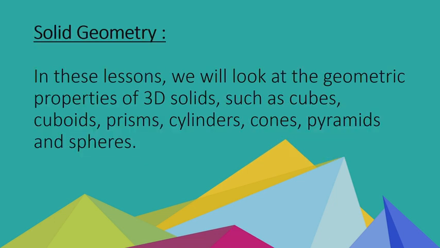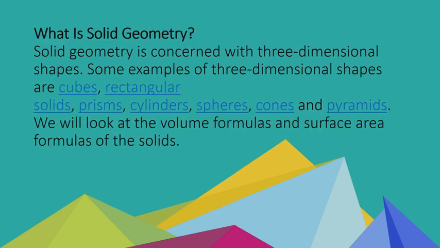In this lesson, we will look at the geometric properties of 3D solids such as cubes, cuboids, prisms, cylinders, cones, pyramids and spheres. Like this kind of 3D objects, we are going to look at. And next, what does solid geometry mean?